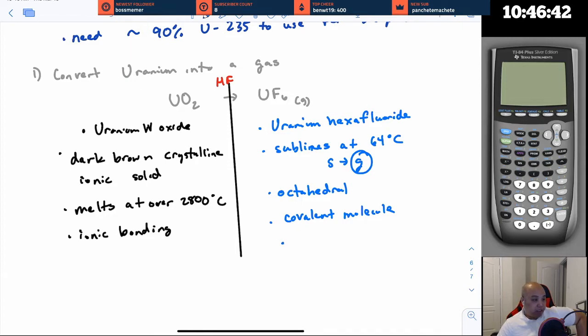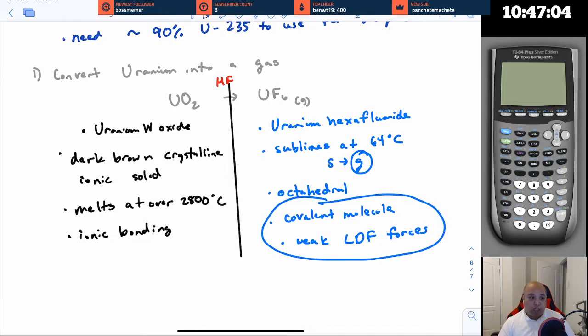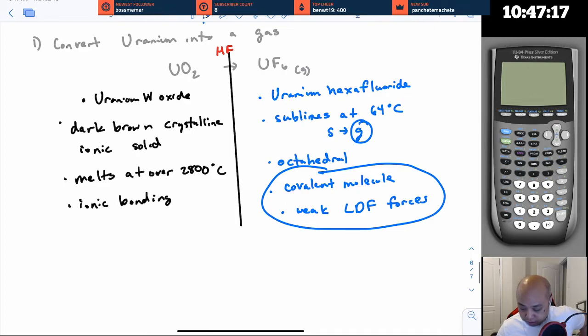So it has weak LDF forces, which means the gas molecules can separate apart fairly easily. Very low melting point and boiling point. And that idea here is what allows us to then separate the uranium hexafluoride, because some of that uranium hexafluoride is uranium-235, and some of it is uranium-238. And so then we have to learn how to separate that.